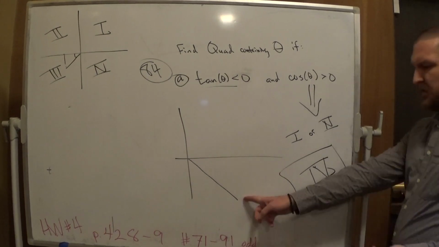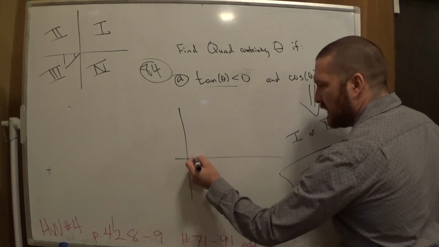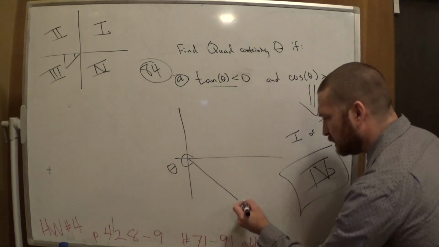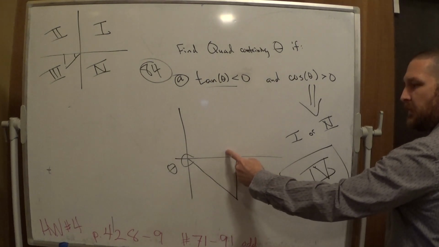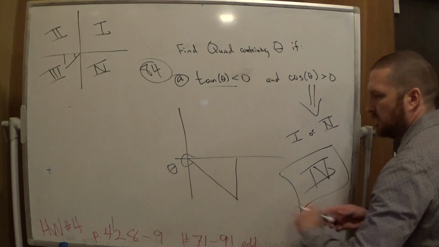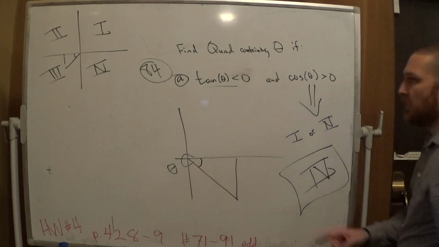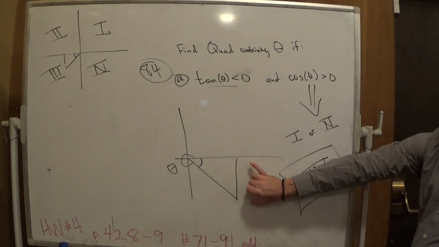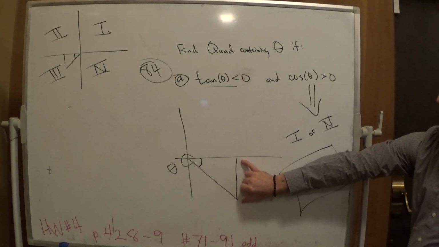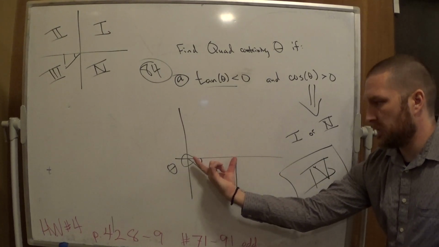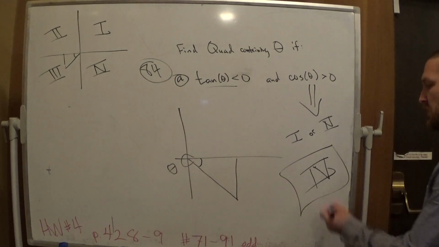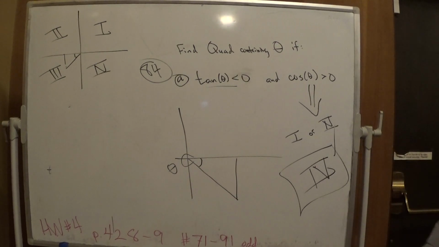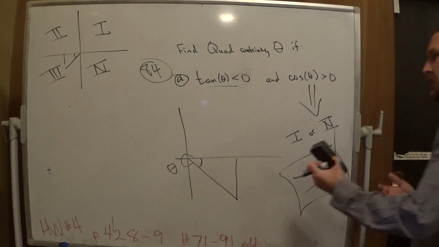Let's just check it. Let's put something in quadrant 4 and say, there's your angle theta. Is cosine positive? Yes, because you would go adjacent, which would be a positive number, over your hypotenuse. Now what about tangent? Tangent would be this number. Is that positive or negative? Negative over a positive is negative. So we're good. Quadrant 4.